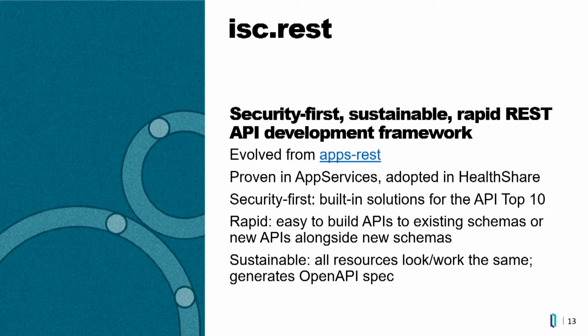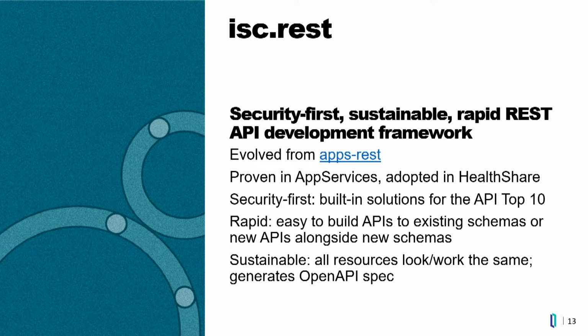isc.rest is a security-first, sustainable, and rapid REST API development framework. We released an earlier version of this, which is really exactly what we're using in app services, a couple years ago at this point as apps-rest. So we really proved this initially in app services, and HealthShare has adopted it, as I mentioned, for building out some of their new REST APIs.